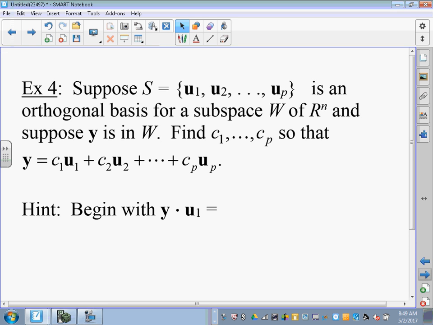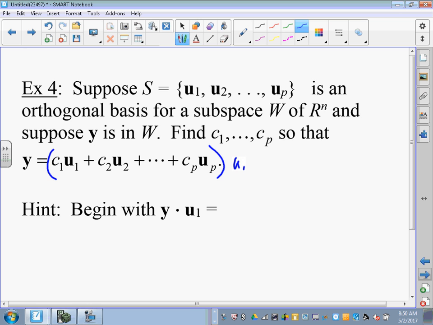So we have an orthogonal basis. W is defined as an orthogonal basis. And so y dot u1. So we have all these weights. And so we're starting with y dotted with u1. If I begin with y, and if I dot that with u1, what do we get out? What happens when I do that? What happens if I do that math? What do we get? 0. Close. Right, so close.